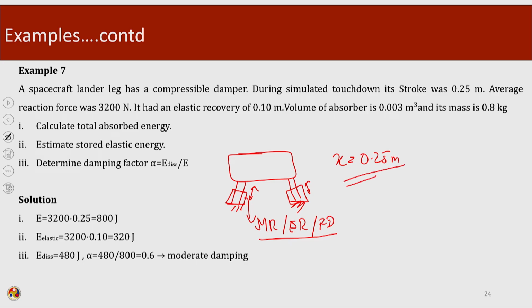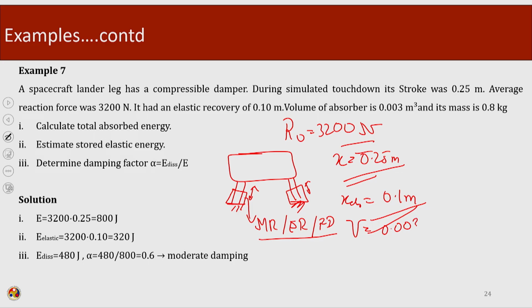The average reaction force of this damper is 3200 Newton. So R naught is 3200 Newton. And it has an elastic recovery of 0.1 meter. So x elastic is 0.1 meter. The volume of the absorber is 0.003 cubic meter, and its mass is 0.8 kg.